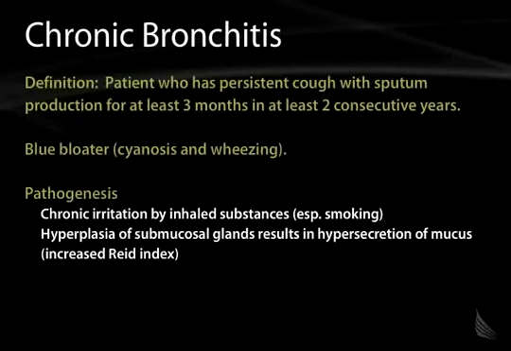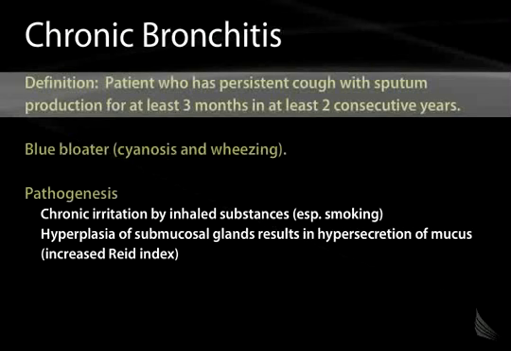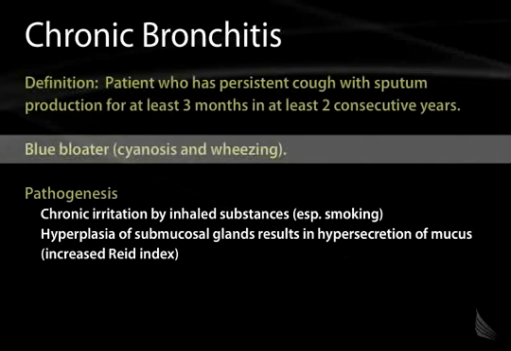Chronic bronchitis. Chronic bronchitis is a patient who has a persistent cough with sputum production for at least 3 months in the last 2 consecutive years. This is often characterized as the blue bloater. They are normally cyanotic and have wheezing.